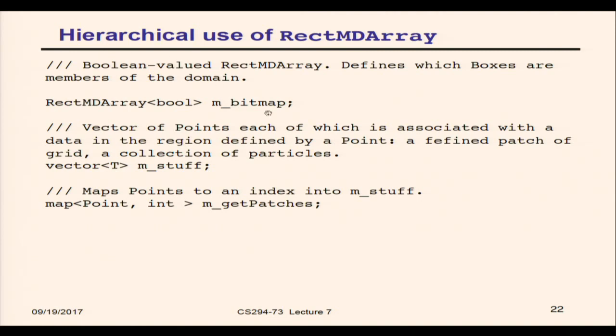This is something I cut and pasted out of a piece of code I'm working on. The second thing you have is a vector of particles, for example. What this represents is that for each point in this bitmap that's true, I'm going to store all the particles for that point. And then the third thing I need is to map between where the points are and an index into here to get to the particles. So that's m underscore, and that's a map of point and int to get patches.